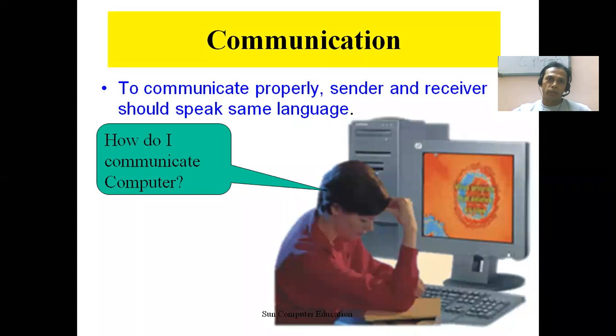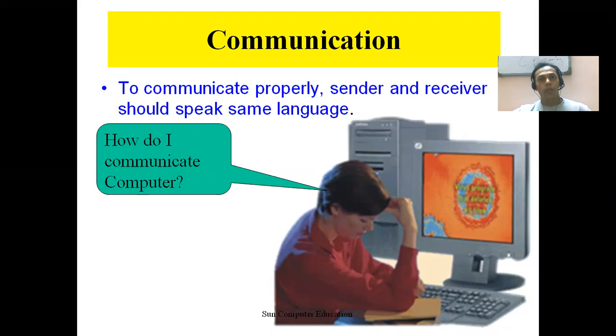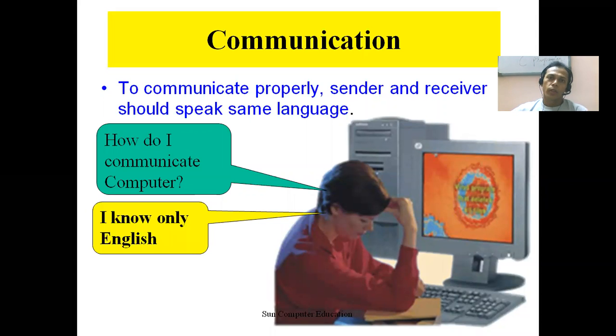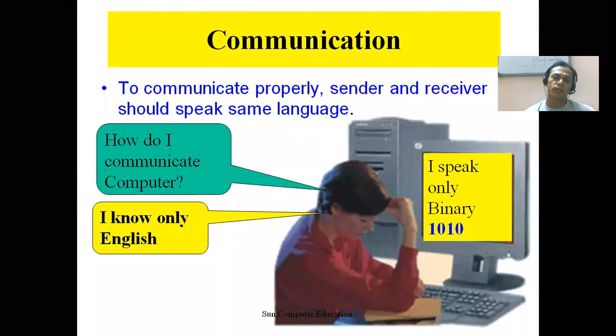If I start speaking German or French or Spanish, you may not understand, right? So, very important. Rule number one: if you want to communicate, the sender and the receiver, two people who want to communicate, should speak the same language, correct? Otherwise, you're not going to understand. So the user says, I know only English, or I know only Marathi, or I know only Hindi, natural languages. And the computer says, I know only binary.